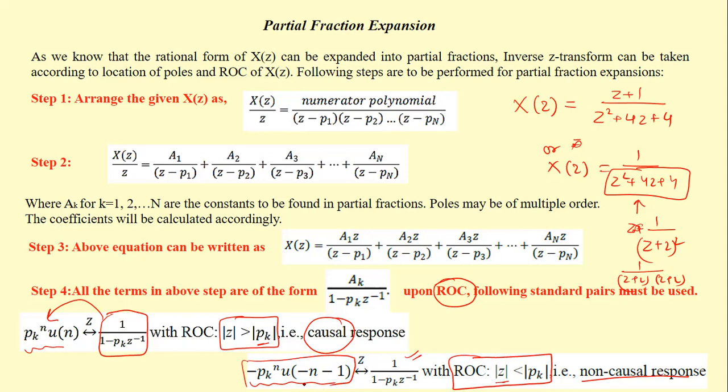So ROC has to be taken care of in this case, because ROC has significance, ROC has importance in the z transform. ROC not only tells us the values for which the given z transform will converge, but also it is related to the stability of the discrete time sequence, right? So that is why we have to take care of the region of convergence, right?